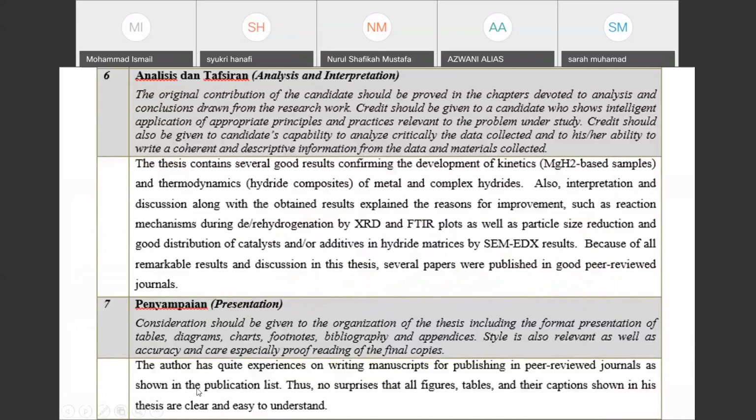The author has quite some experience writing manuscripts for publishing in peer review journals, as shown in the publication list. Thus, no surprise that all figures, tables, and their captions shown in his thesis are clear and easy to understand. When you send your manuscript to a high impact journal, they will evaluate everything in your manuscript, including figures, tables, captions, and references.